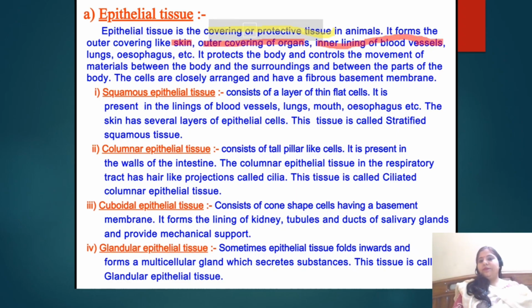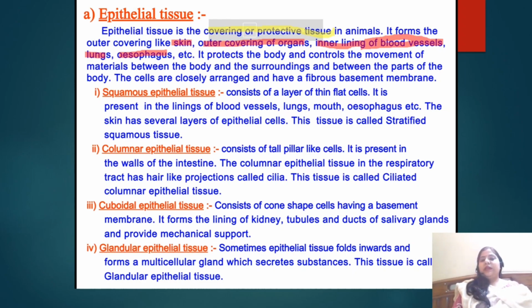It is present in the lungs, esophagus. There are so many organs in our body which need protection. So wherever the work of protection is there, you will find epithelial tissue. It is protecting the body and controlling the movement also, right?